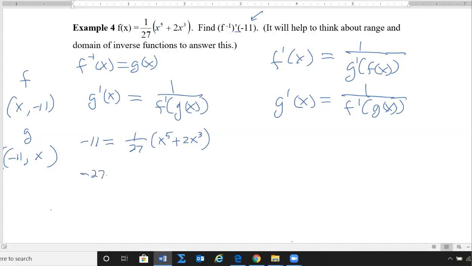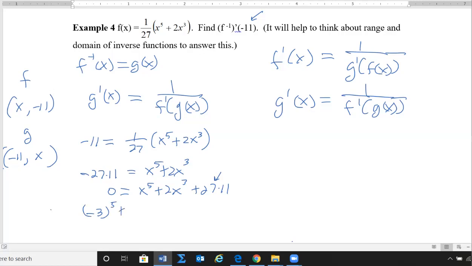Now this becomes 27 times 11 equals x to the fifth plus 2x cubed, and we can write that as 0 equals x to the fifth plus 2x cubed plus 297. This is a polynomial problem, finding the 0. You can see right away that it's got to be a negative, and that a negative 1 won't work, too small. But some factors of 27 might work, and I might try with negative 3. So let's check negative 3.